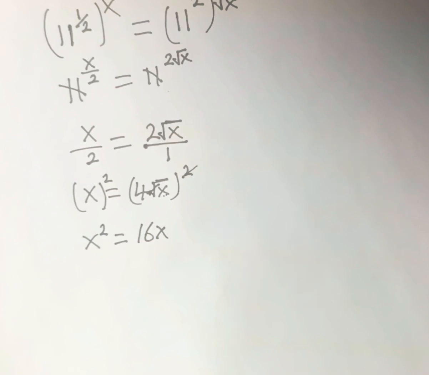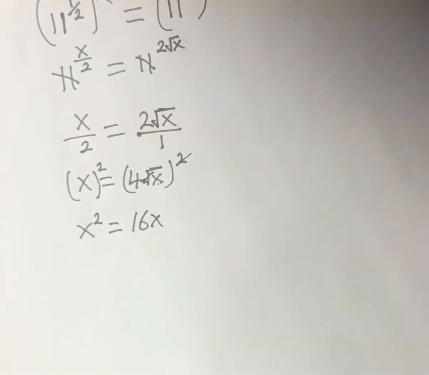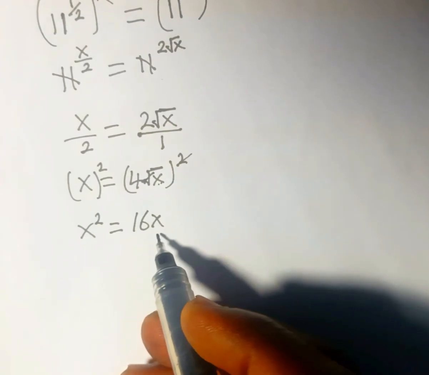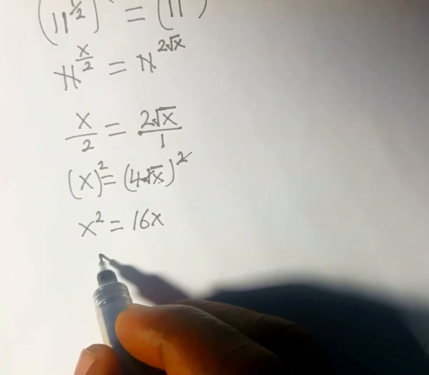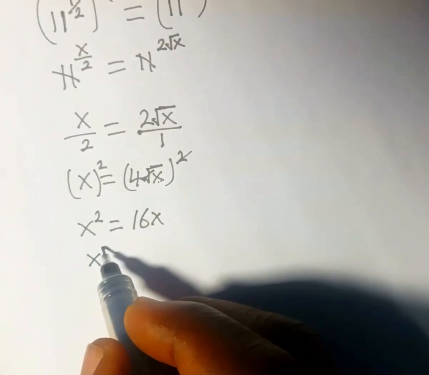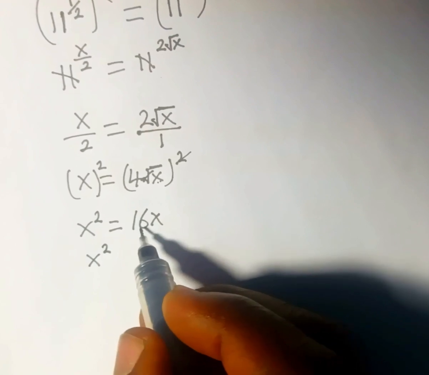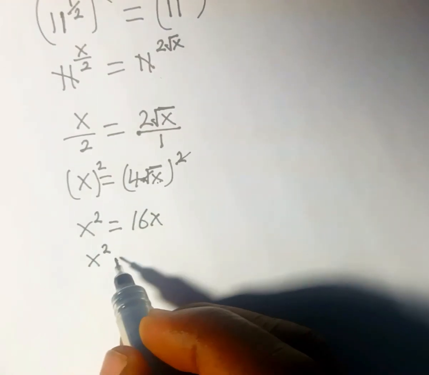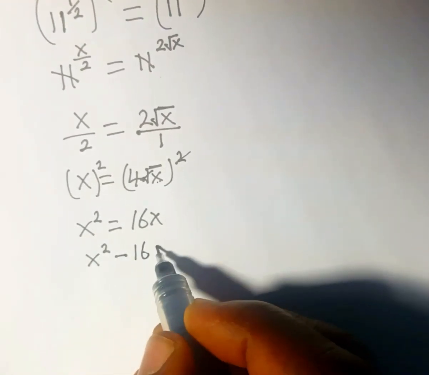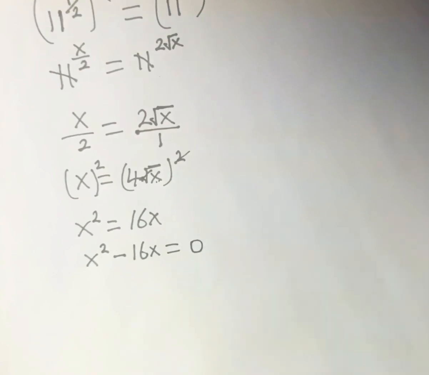Okay. So for the next step, as you can see, the equation is now reduced to a quadratic equation. So we're going to take this 16x back to the left hand side. We're going to have x squared, and when this positive 16x crosses the equality sign, it becomes negative 16x, which is equal to 0.